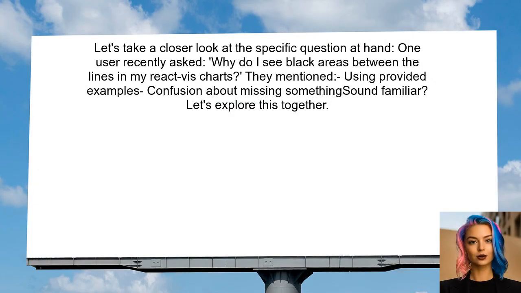Let's take a closer look at the specific question at hand. One user recently asked, "Why do I see black areas between the lines in my React-Vis charts?" They were using the provided examples but couldn't figure out what they were missing. Sound familiar? Let's explore this together.